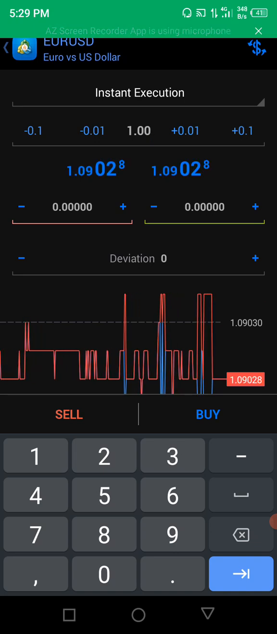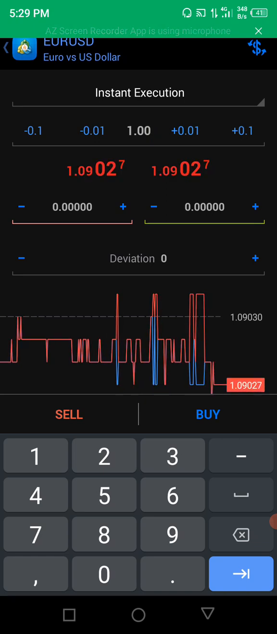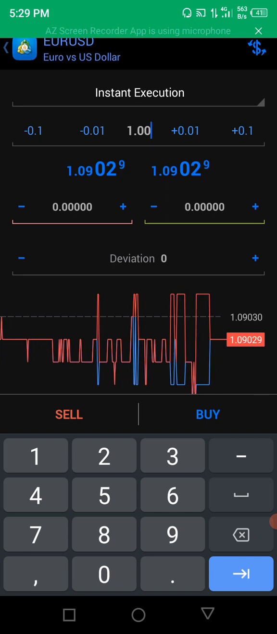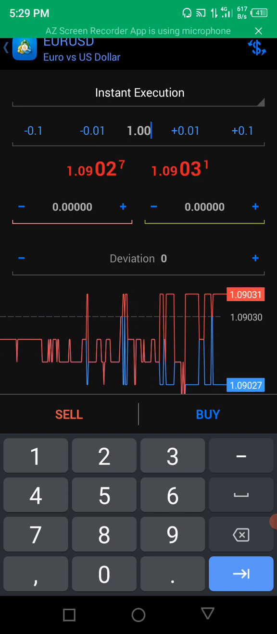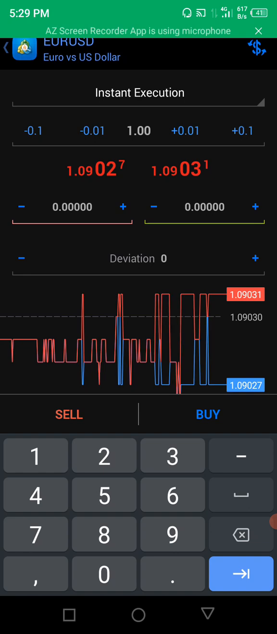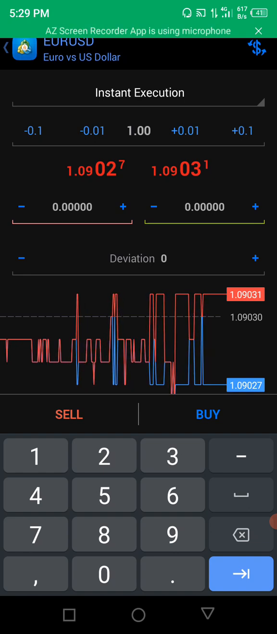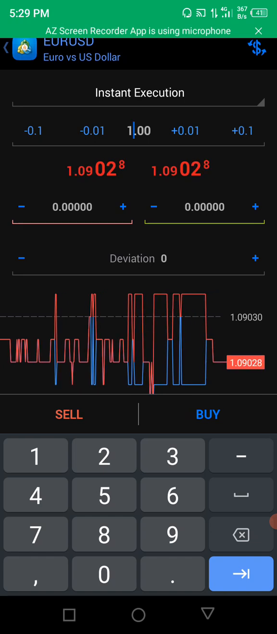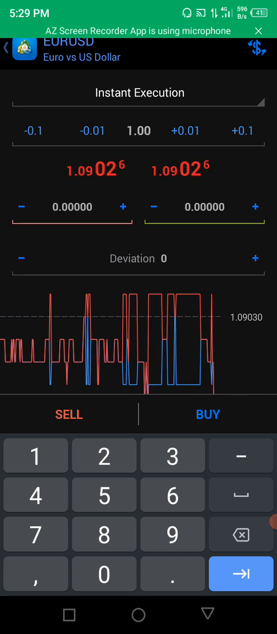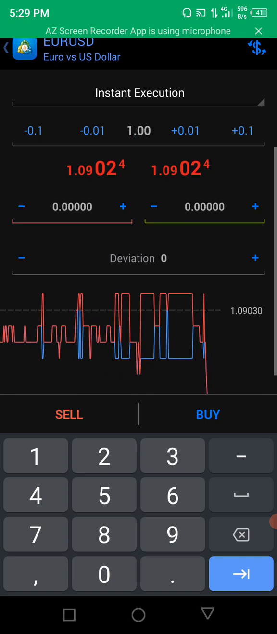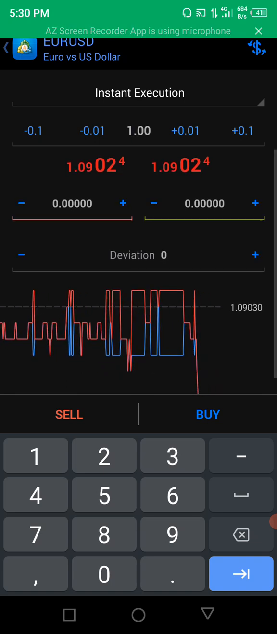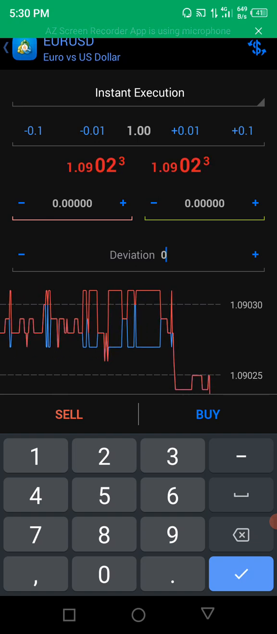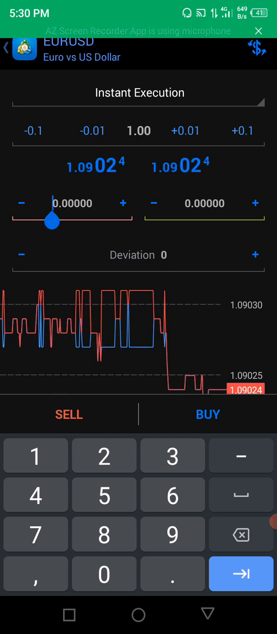So after your lot size, the next very important variable that you don't want to leave out is your stop loss. Of course, the stop loss is very important. It's very important that you put a stop loss. In the next column, you're going to see the red and then the green. Where you put your stop loss is the red. The red is the stop loss.